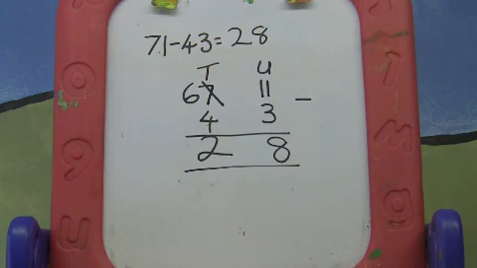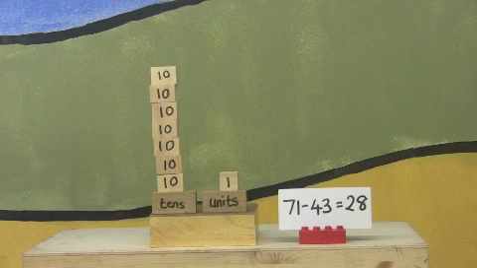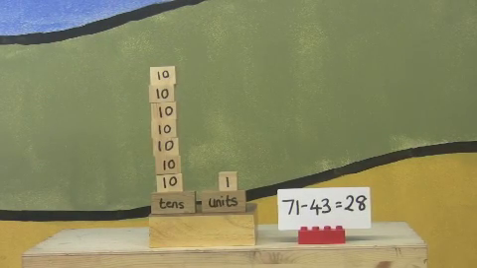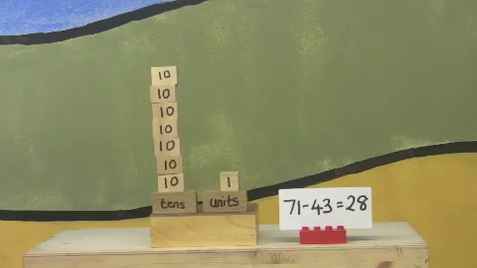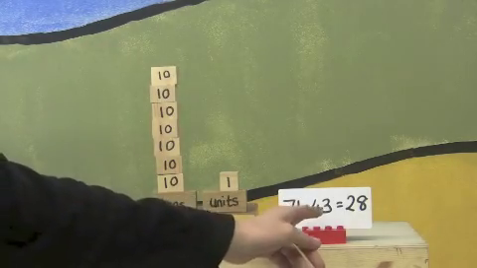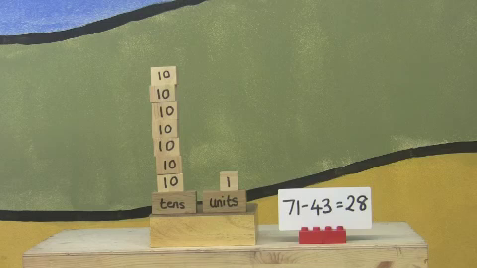2 tens and 8 units. Let's check that using the blocks. Here I have my 71 with 7 tens and 1 unit. And I'm going to take away 4 tens and 3 units, starting with the units.